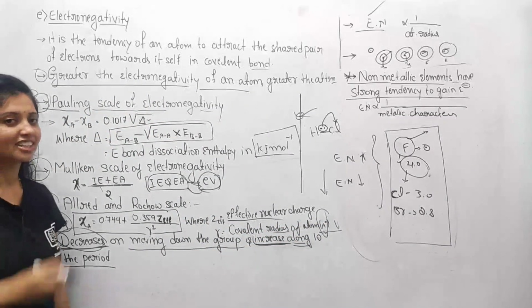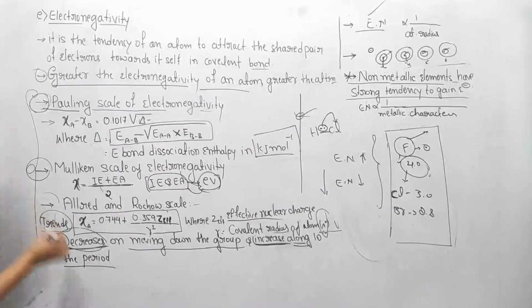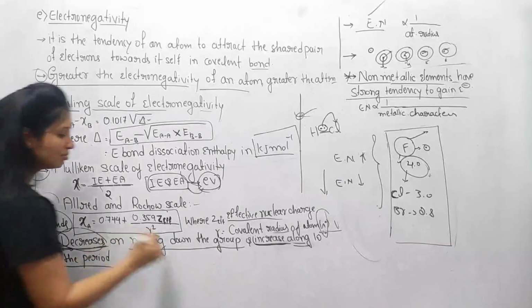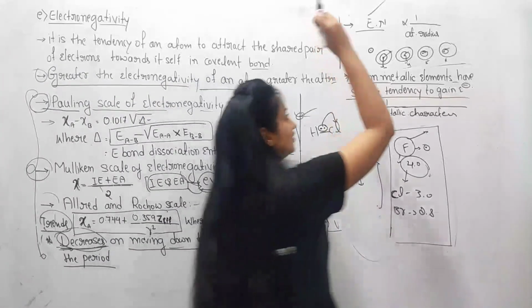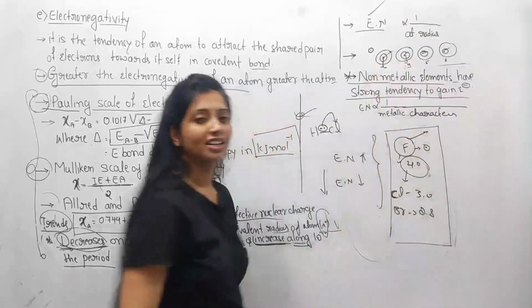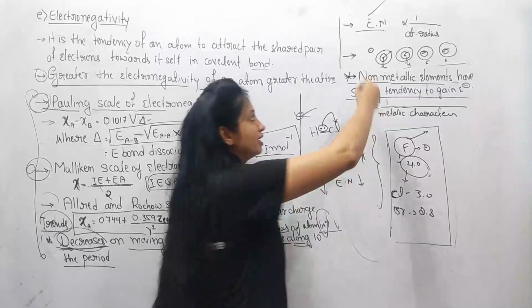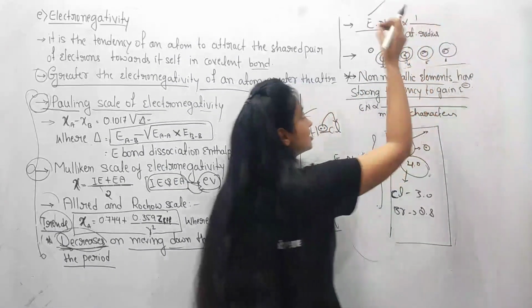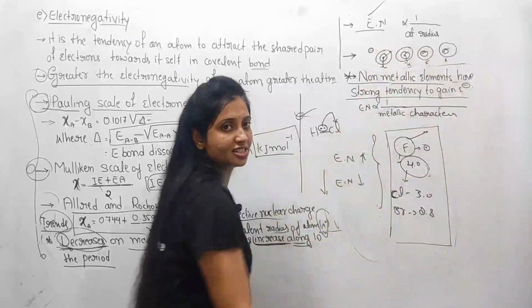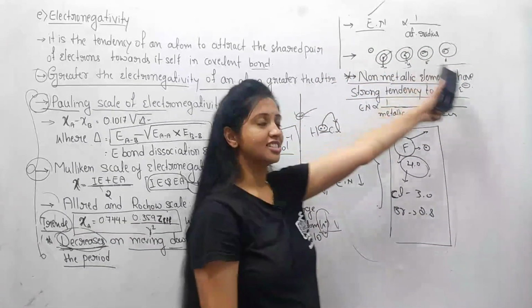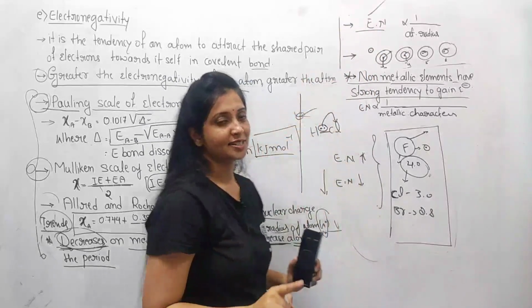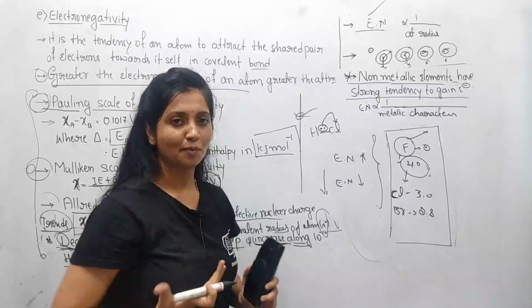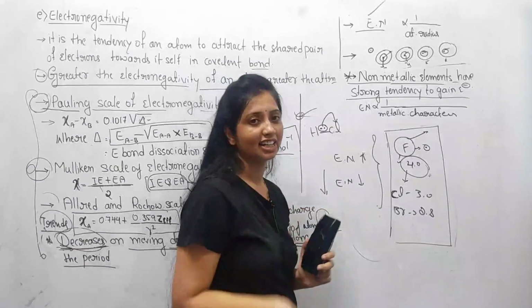And what are the trends in electronegativity? The electronegativity decreases on moving down the group and increases along the period. Why? The electronegativity is inversely proportional to the atomic radius. So along the period atomic radius decreases, so the electronegativity increases. Down the group atomic radius increases, so the electronegativity decreases. And the electronegativity also depends on the metallic character.